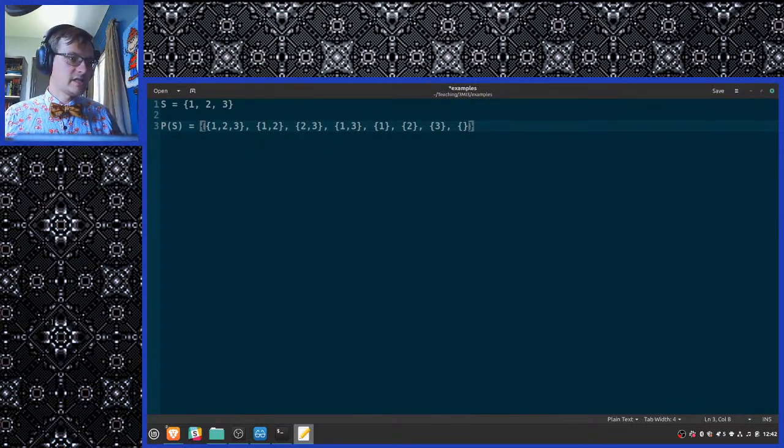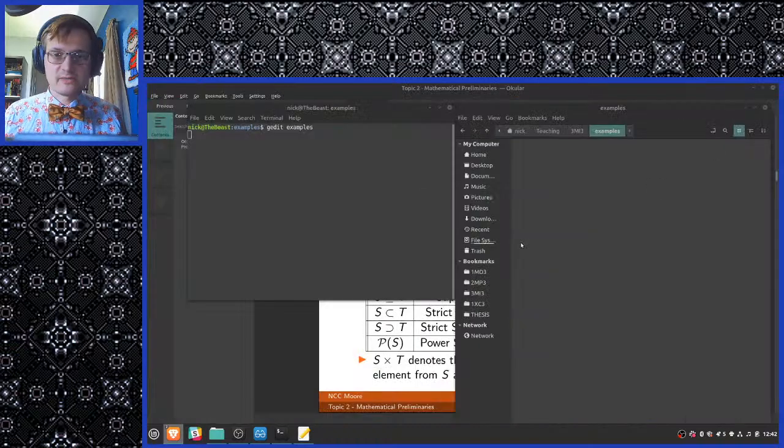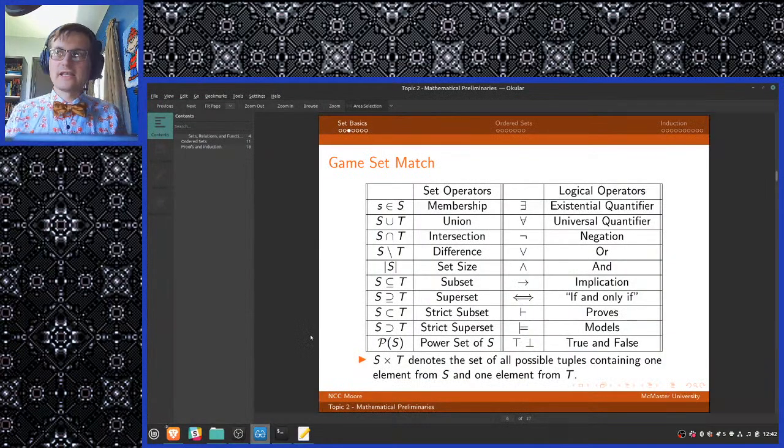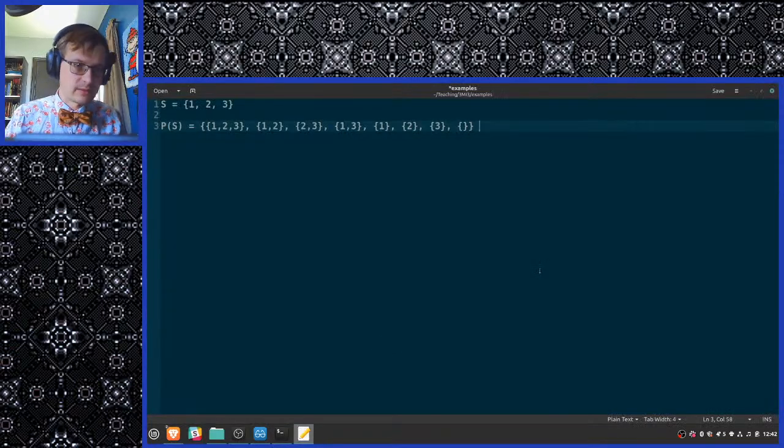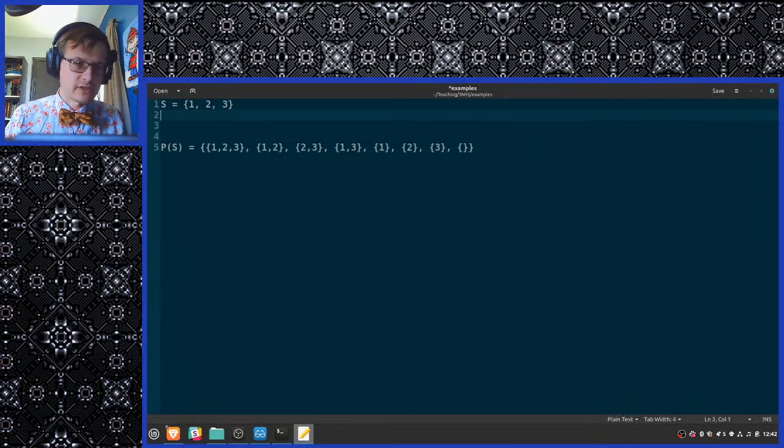Yes, the set of all possible combinations of subsets in S. Yes. So it's the set of all subsets. The set of all subsets is like your minimal and sufficient definition. We also have S times T, which denotes the set of all possible tuples containing one element from S and one element from T. So, that's kind of a tricky one. Well, it's not that tricky, but, you know.